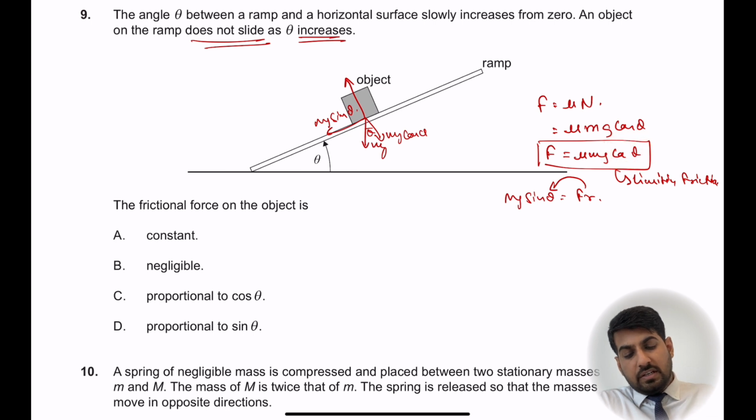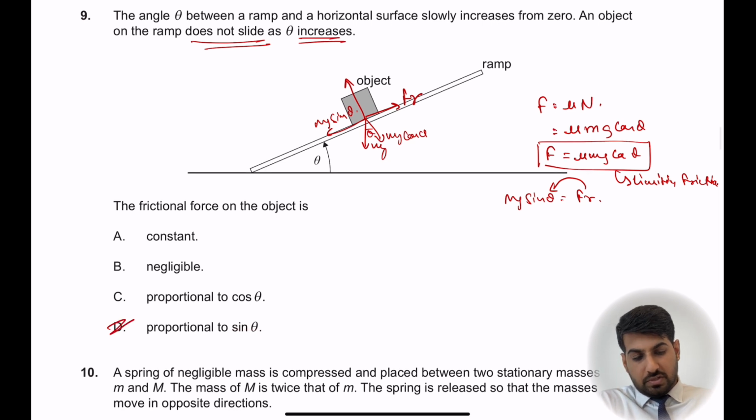Or you can understand it like this: the friction will act in this direction, and as theta increases, this force is increasing, right? So with the increase in this force, friction will also increase. Are you getting my point? Friction is a self-adjustable force, so it will increase with respect to mg sin theta, not mg cos theta. It is proportional to the sine of theta. So this is a good question.